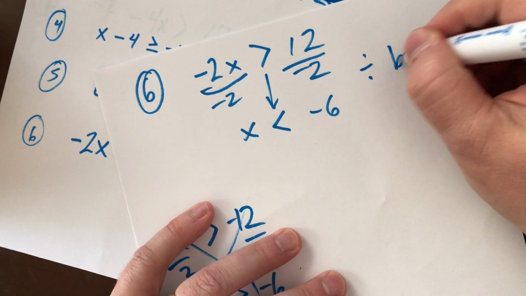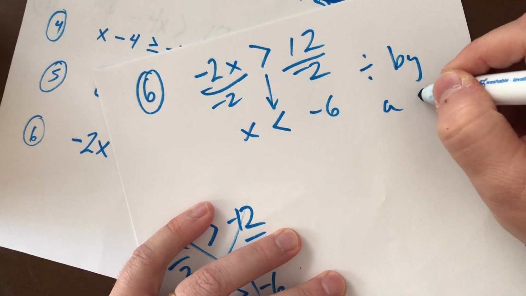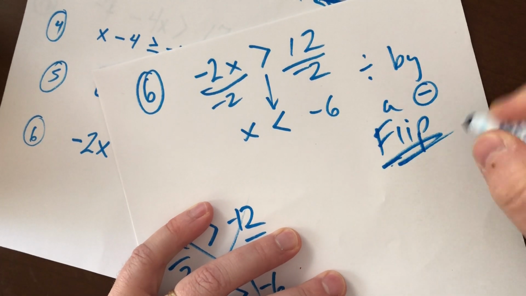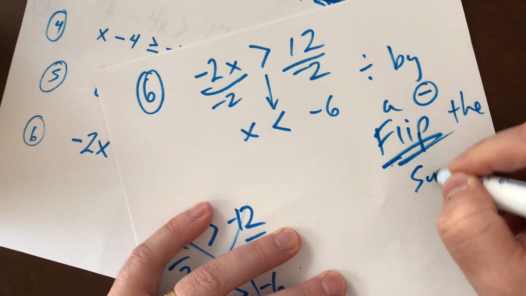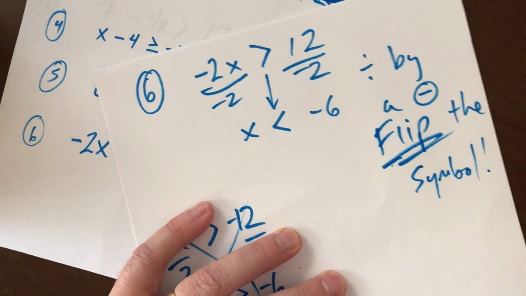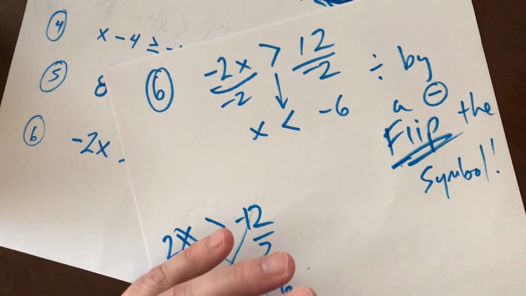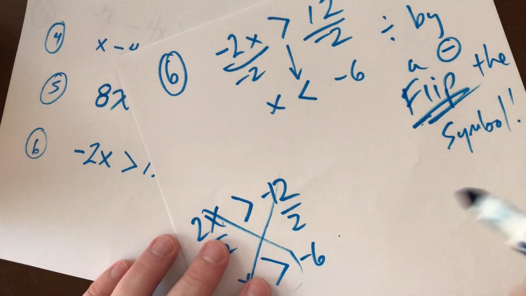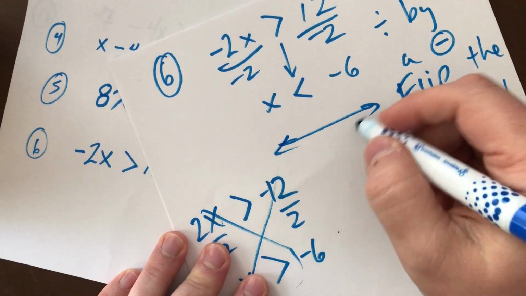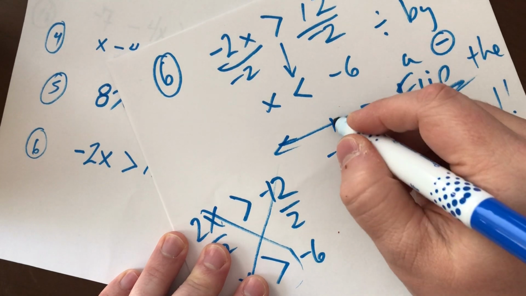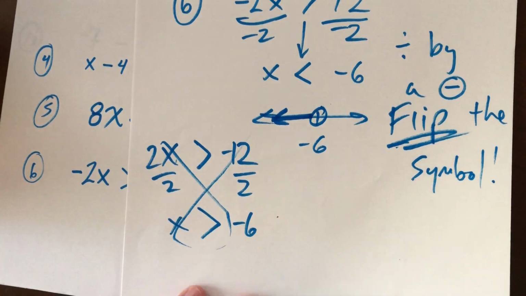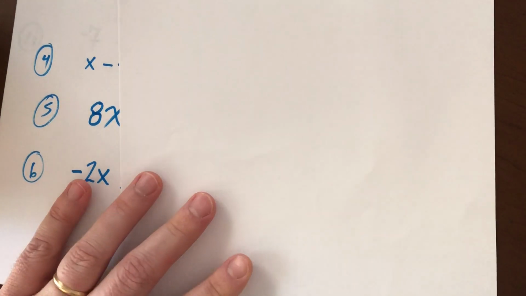So divide by a negative, flip the symbol. A lot of people say flip the sign. It sounds nicer. Totally fine with that. Oh, I've got to graph my answer too, right? So I know I'm going to be here at -6, open circle because of that. To the left. Hopefully these graphing things are starting to work out for you all right.